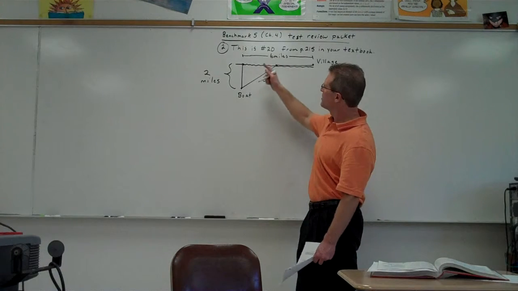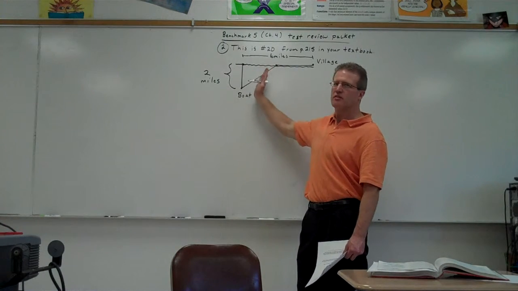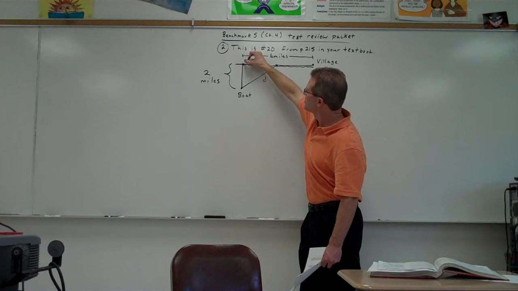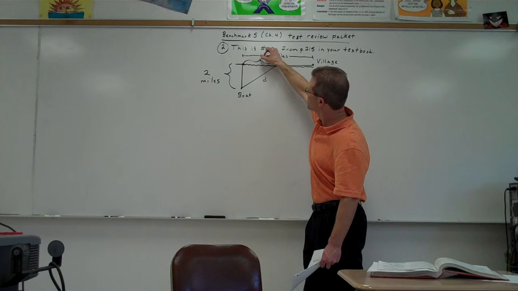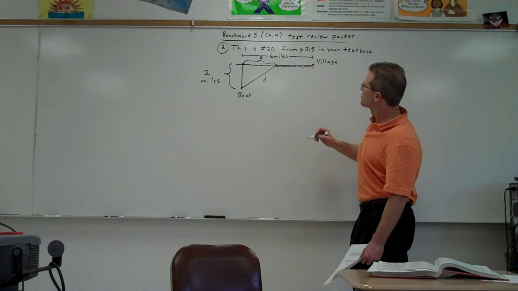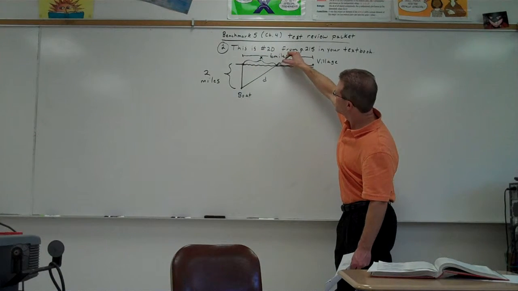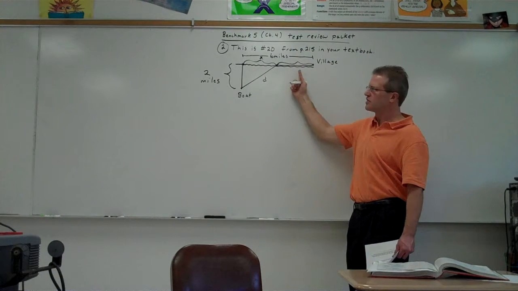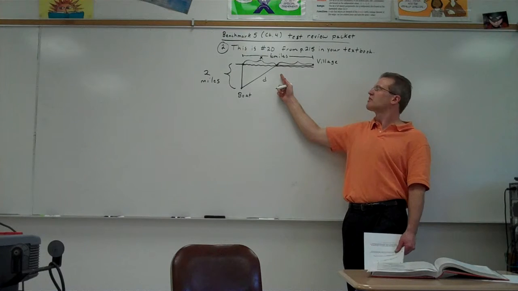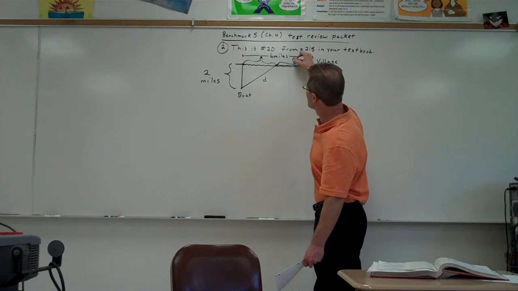And we're trying to determine where she should aim her boat at. So let's call this distance right here X. So if that's X, and the total distance is 6, what would this distance right here be called? 6 minus X, correct.